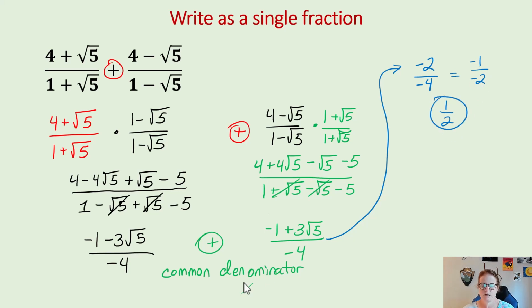Okay. So again, I'm adding these two down here because I have a common denominator. All right, so when I do that, these canceled out, right? -3 square root of 5 plus 3 square root of 5, 0. -1 and -1 made -2. The denominators, remember, we don't add those together, they stay the same. All right, now just remember, a negative divided by negative is a positive.